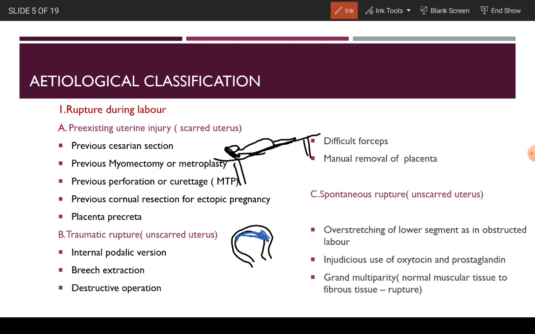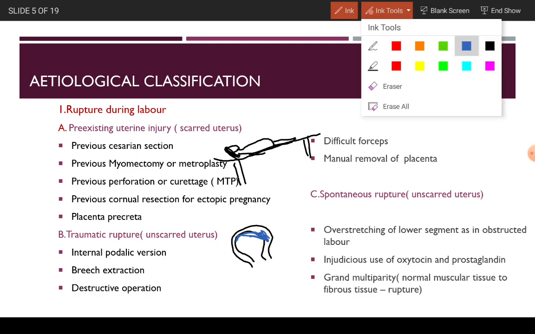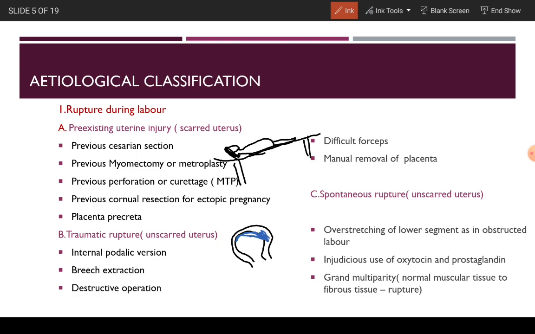Especially when it becomes a scar, it is just fibrous tissue that can easily get ruptured. Now in case of a trauma, what are the things that can happen here?